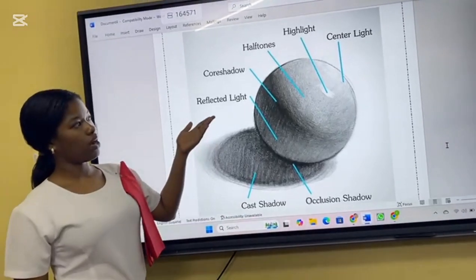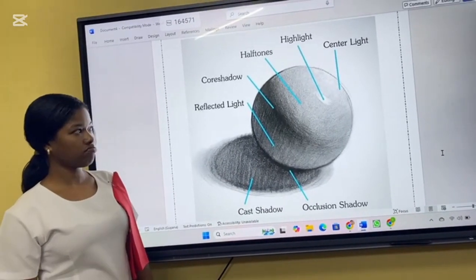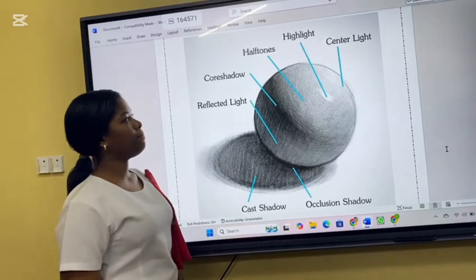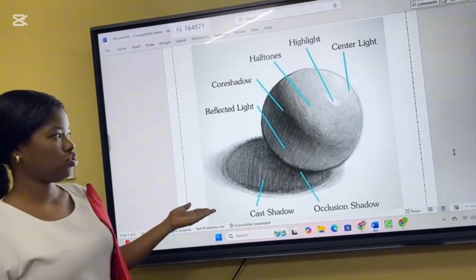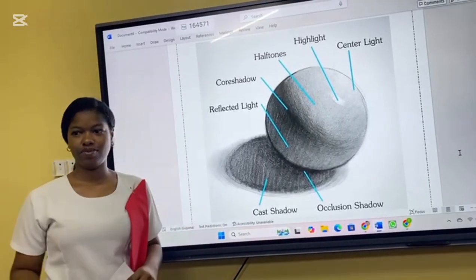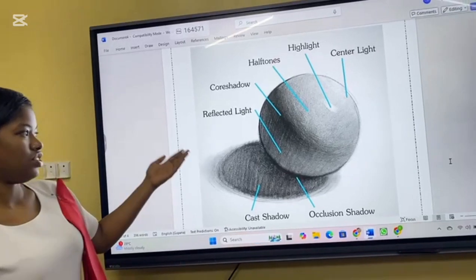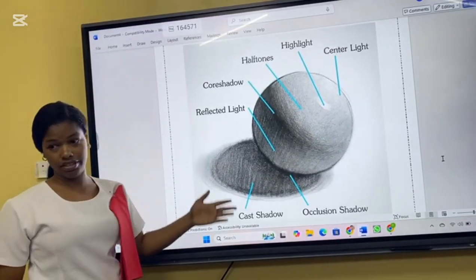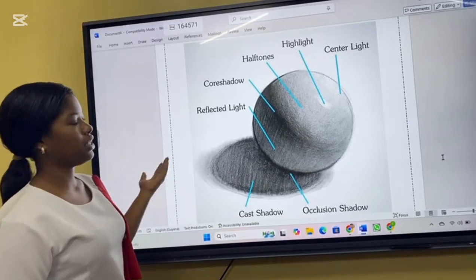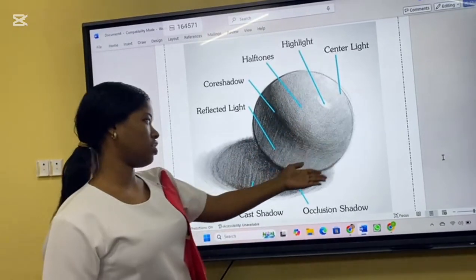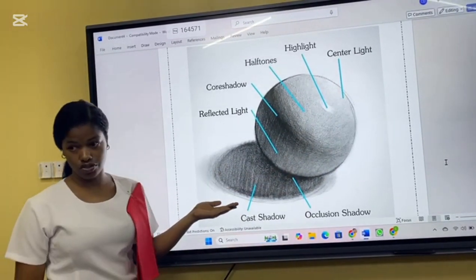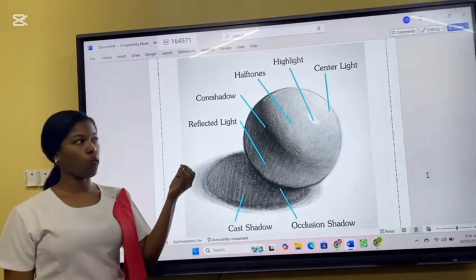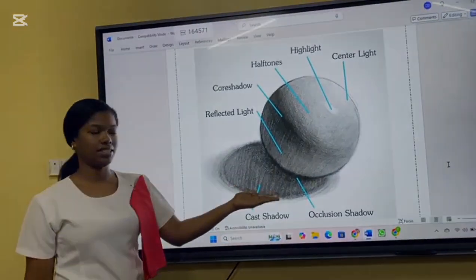Alright, now I have an image here, right? When you see this image, what comes to mind? What makes this image look 3D? Because here we have a flat screen, right? But we're getting the illusion of a three-dimensional object on the screen. So why do you think we're getting this effect?